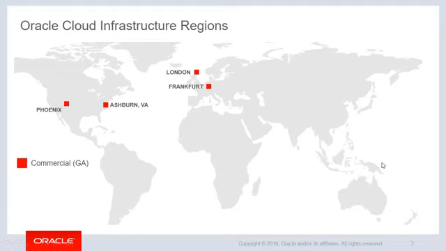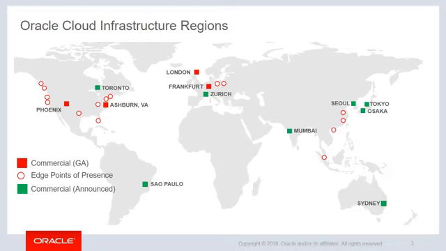As you can see, today we have 4 generally available commercial regions: Phoenix and Ashburn in the US and London and Frankfurt in Europe. Along with the regions, we have 20 geographically distributed points of presence or POPs across the world. During the next 12 months, we are planning to open 8 additional regions worldwide, 1 in North America, 1 in Europe, 5 in Asia Pacific, and 1 in South America.